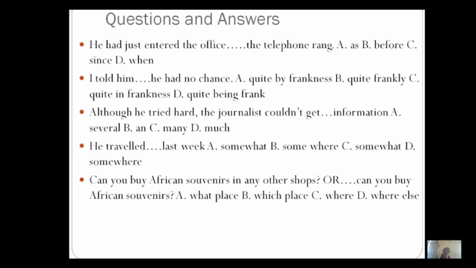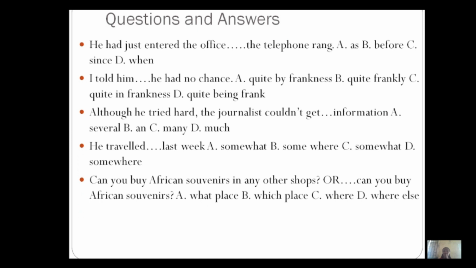So we'll answer these questions on adverbs. He had just entered the office, dash, the telephone rang. A, as. B, before. C, since. D, when. The correct option is option D. He had just entered the office when the telephone rang.